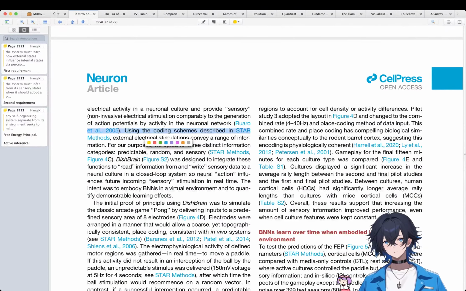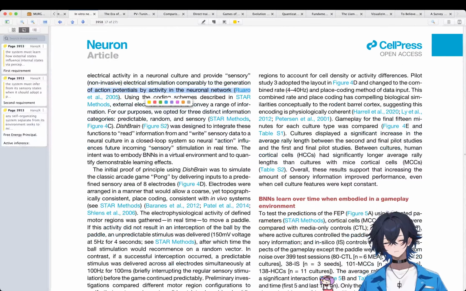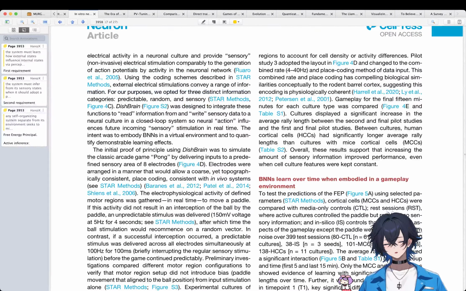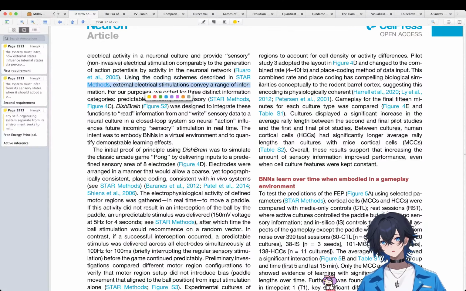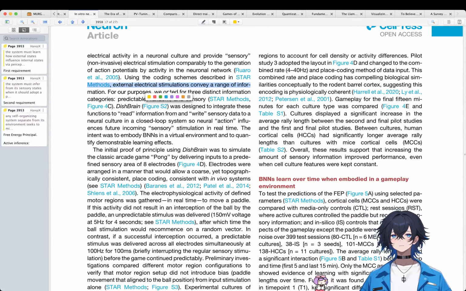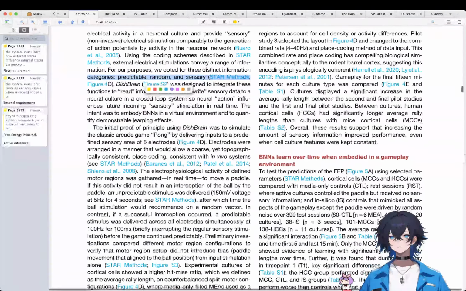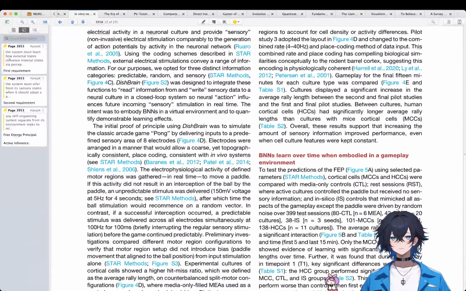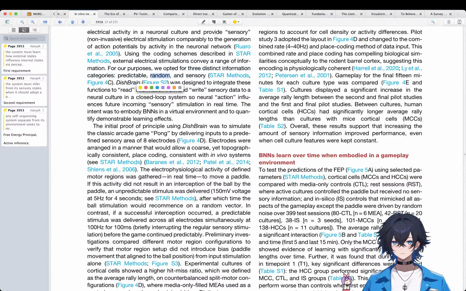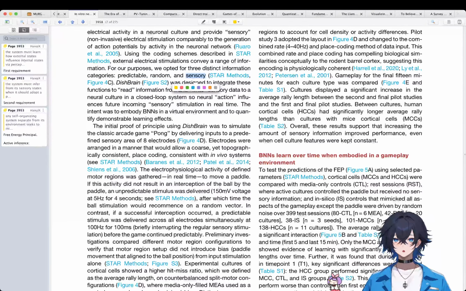Okay, so sensory information is just electrical signals, stimulation at a similar level to action potentials in a neuron. Right, so it doesn't electrocute the neurons essentially, right? Using coding schemes described in STAR methods. Okay, there's only 3 distinct informational categories: predictable, random, and sensory. Okay.